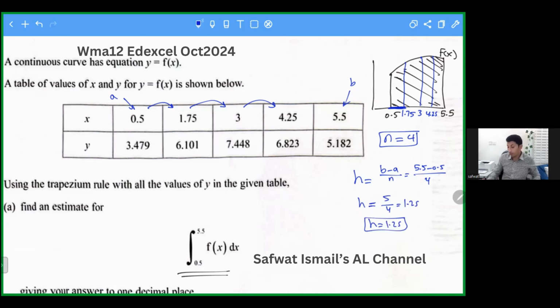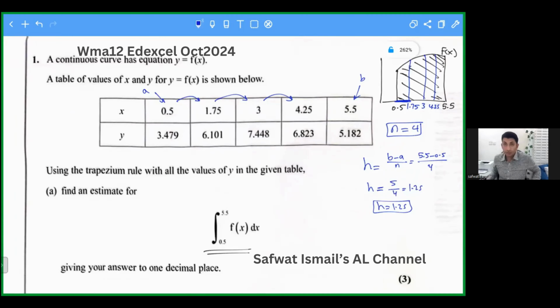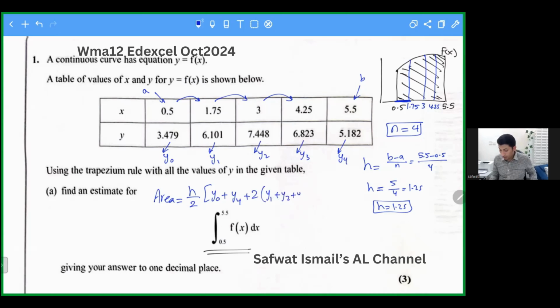Now what's next? We name the y values. We're done with the x values. Now we move on to the y values. I'm going to name them y0, y1, y2, y3, and finally y4. Now use the trapezium rule, which is given in the formula booklet. So area equals h over 2, y0 plus the last y, which is in this case y4, and then 2, and between brackets we include y1, y2, and y3.